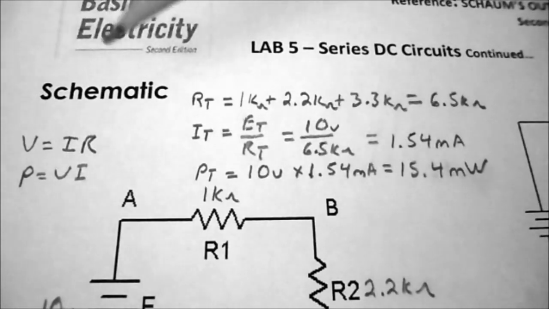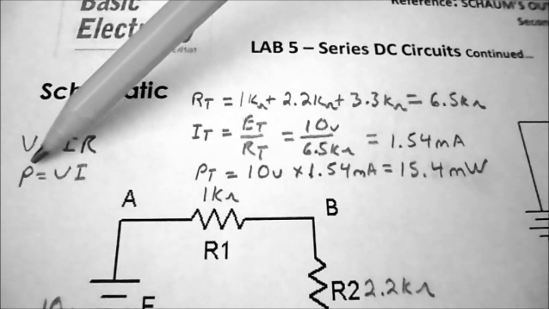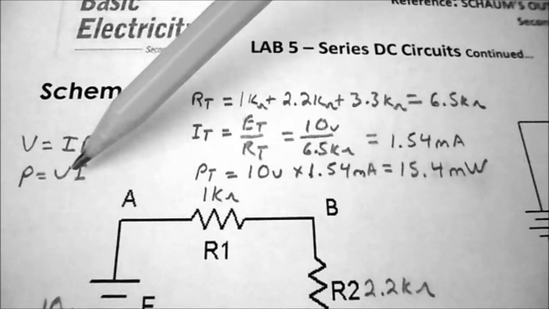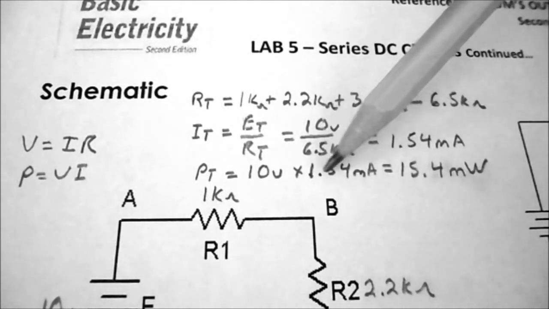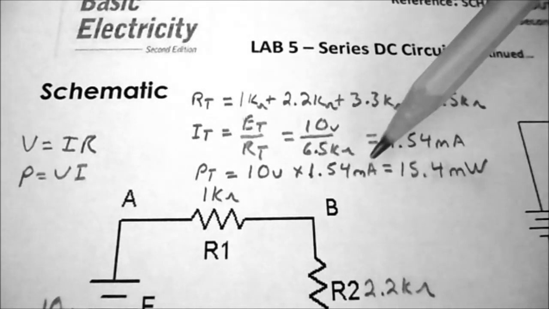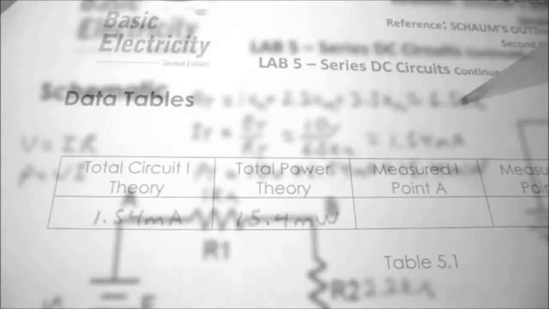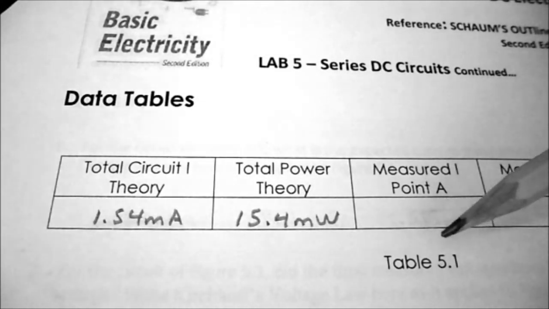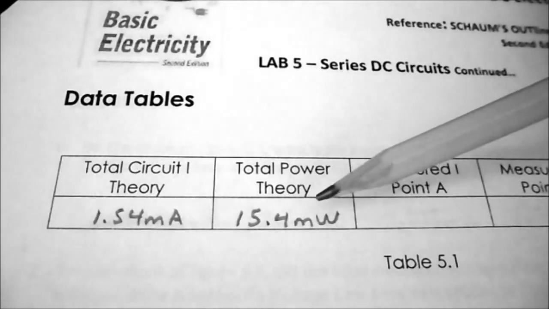So my next step is to calculate the total power. And remember, the power formula is equal to V times I. So I take my 10 volts, multiply it by 1.54 milliamps, and the result is 15.4 milliwatts. So in Table 5.1, under total power theory, I record 15.4 milliwatts.